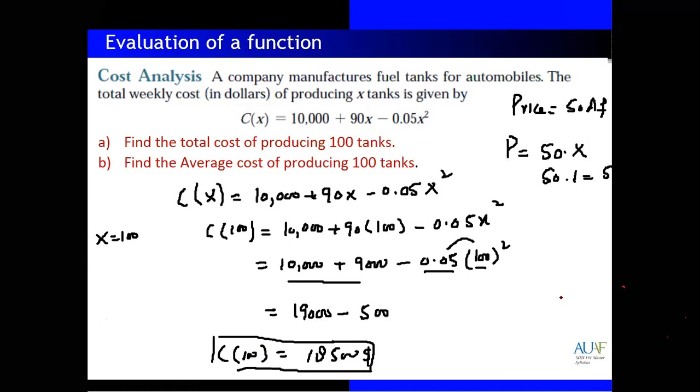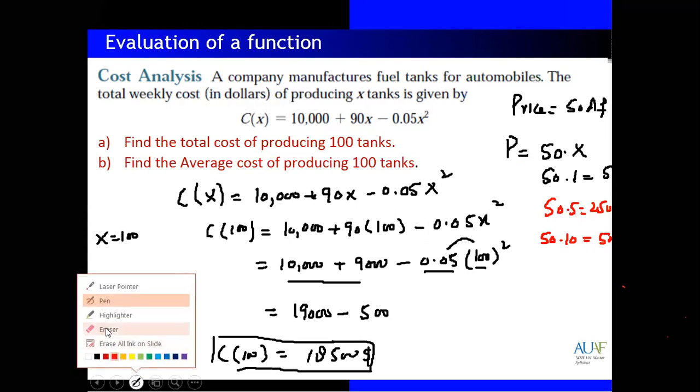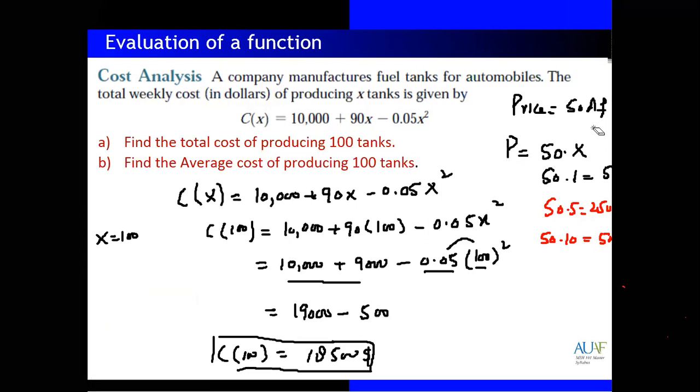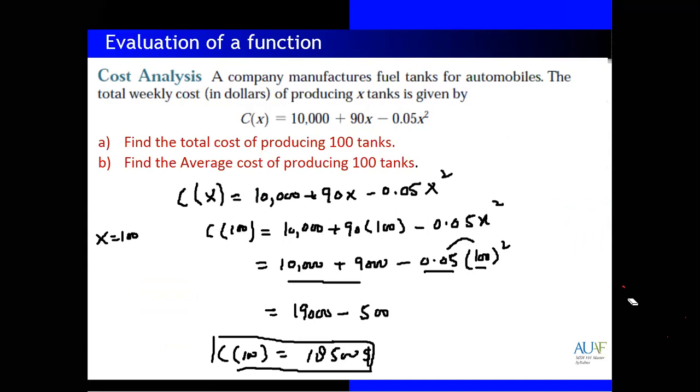50 multiply with 5 equal to 250. There is no discount. Same, if you need the price of 10 burgers, so 50 multiply with 10 equal to 500. This was the cost function. Same, this was cost function. So part number A, cost of 100 fuel tanks equal to 18,500. Second part, we need to find average cost.